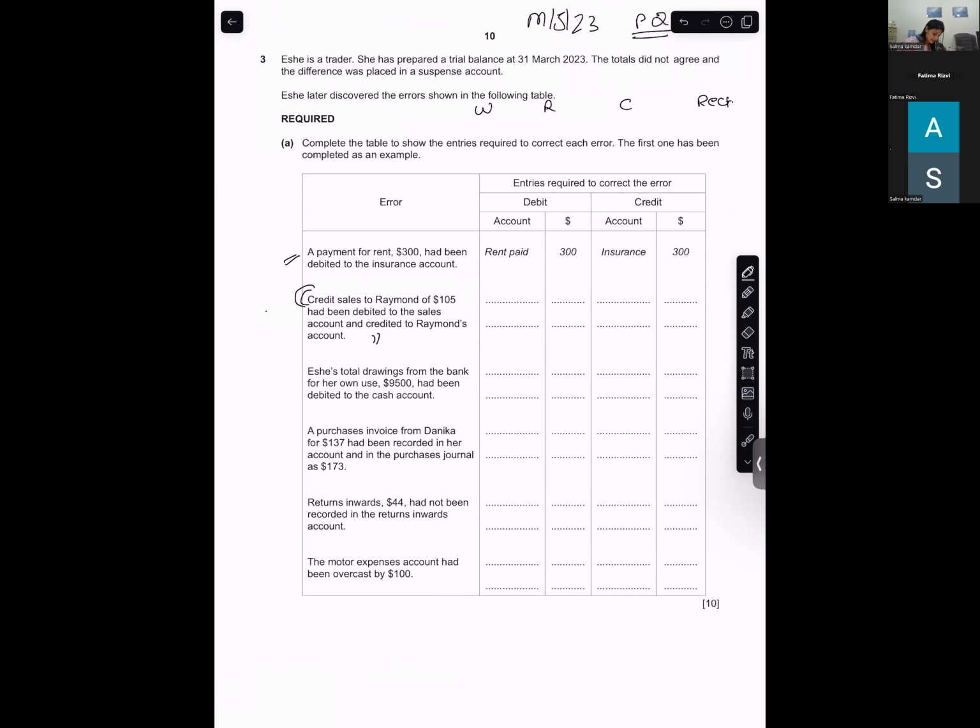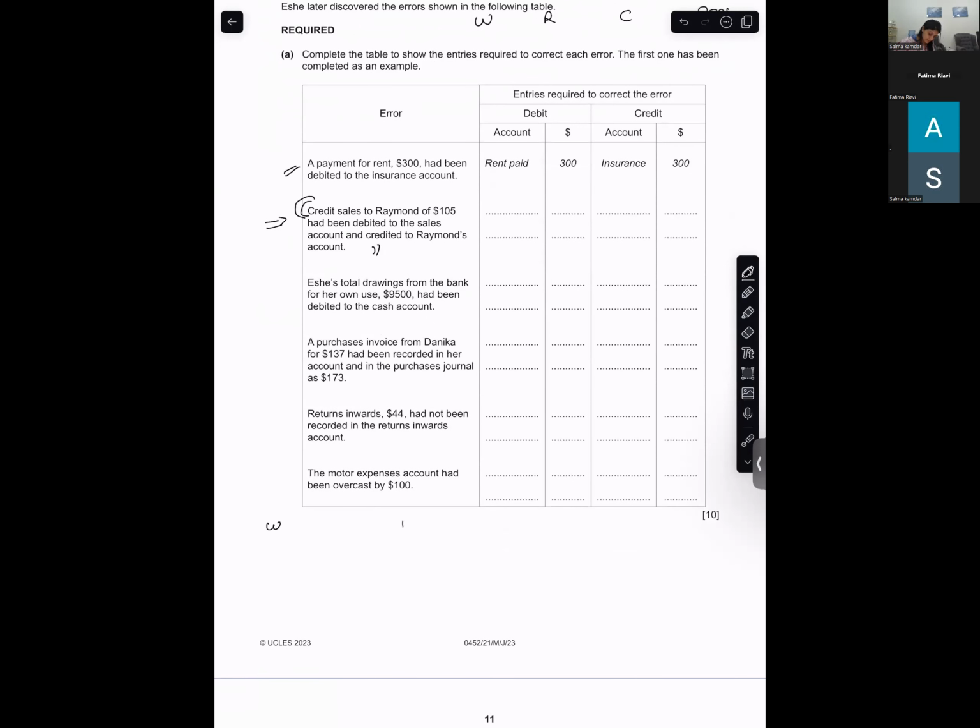Fatima, can you read this? Credit sales to Raymond of 105 had been debited to the sales account and credited to the Raymond's account. Come on, tell me what happened. This is error of complete reversal of entry. So what is the correct entry? Raymond is debit and sales account is credit.